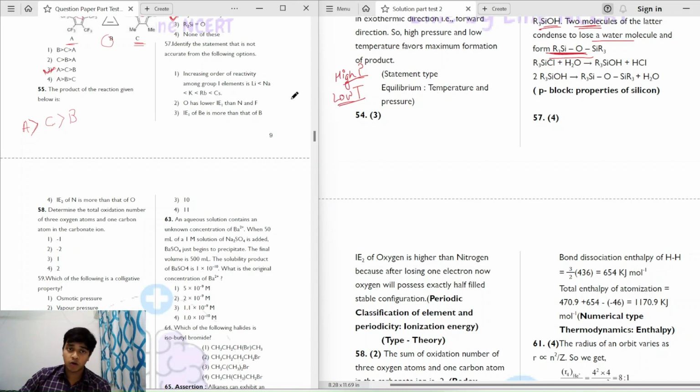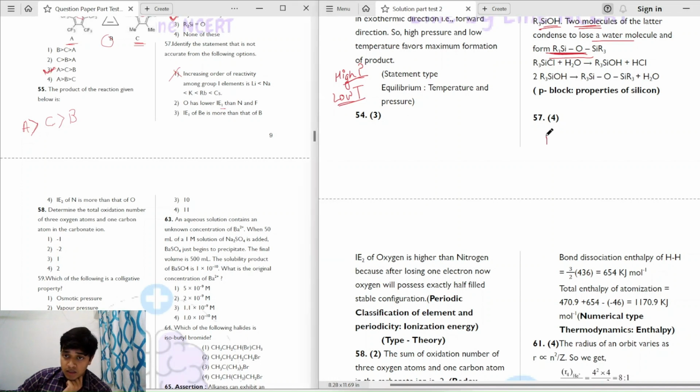So that is true for all s-block elements: as we go down the group, the metallic character, and by that we mean the reactivity, will increase. So statement 1 is a true statement, so that cannot be our answer. If we take a look at statement 2, it says that oxygen has a lower first ionization energy than nitrogen and fluorine.